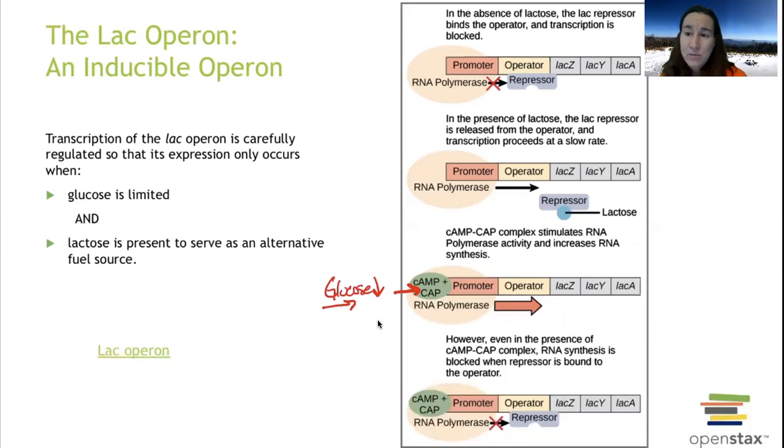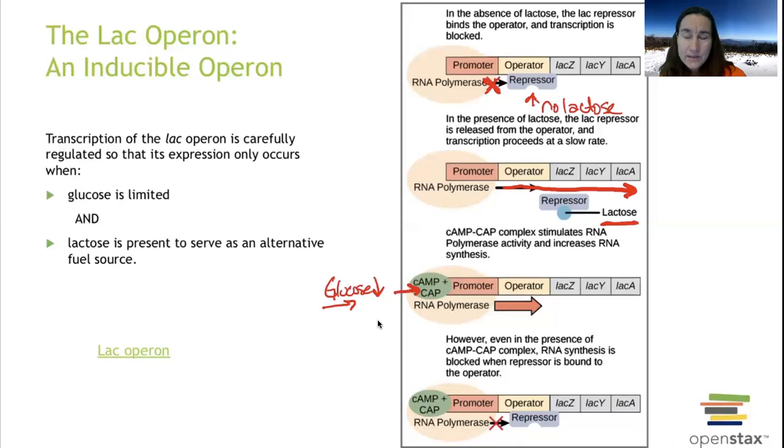If lactose is not around, like here, there's no lactose. If there's no lactose, why would I waste energy expressing genes to try and break down lactose if there's no lactose to break down? So here we have no lactose, the repressor stays in place, and we're not going to undergo gene expression. In this case, we do have lactose. So when we have lactose, we want RNA pol to go down and start expressing the genes to break down lactose, and we can use that energy source.